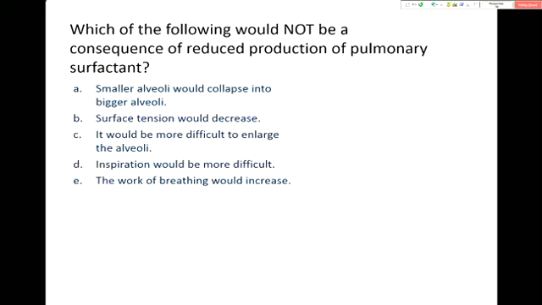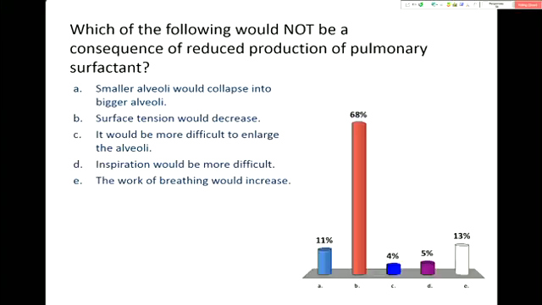So 4 of them would be a consequence. Let's see what you said. Okay, I thought there might be a spread. There's not. Nearly all of you said B. 2/3 of you said B. I'm pretty happy with that because, in fact, B is the correct answer.